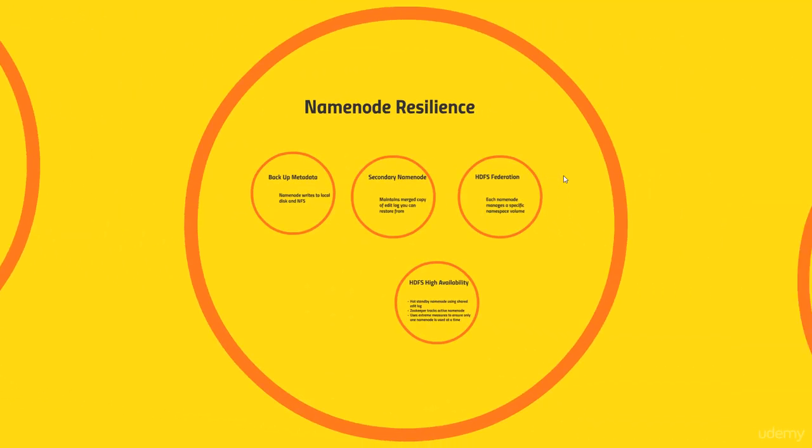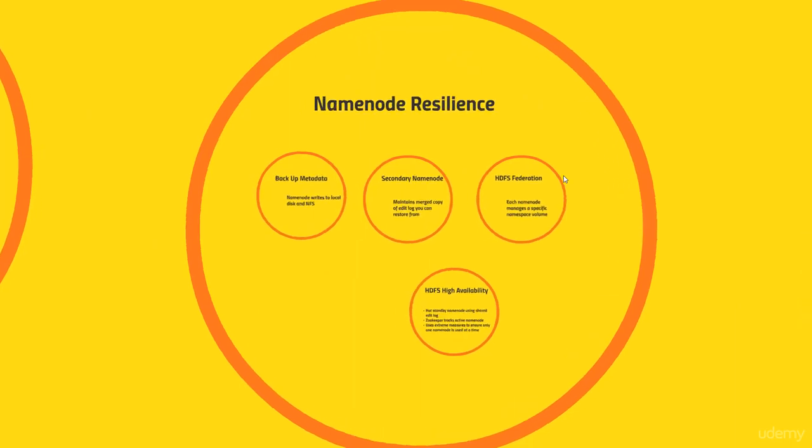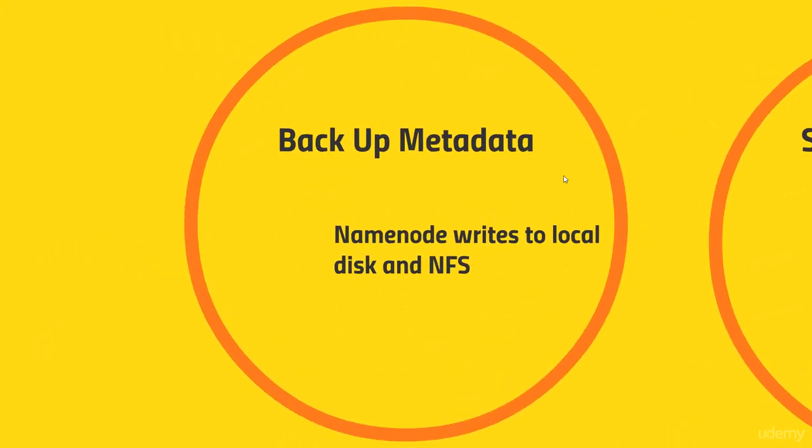So there are many ways of dealing with this problem. The simplest way to do it is to back up your metadata constantly. One configuration you might have is your name node writing out its edit logs both to its local disk and also to some NFS mount that's talking to some backup data storage, maybe even in a different rack or even a different data center. That way, if your name node dies, you can at least restore the edit log from that NFS backup.